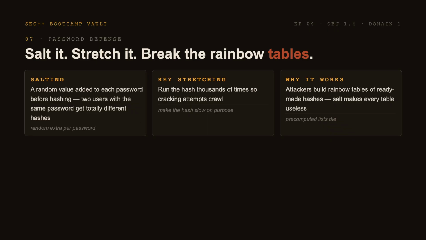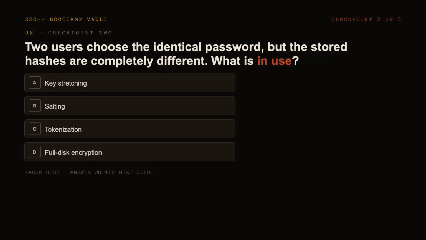How passwords are stored safely. Salting means adding a random value to each password before hashing it. Two users with the exact same password end up with totally different hashes. Key stretching means running the hash thousands of times on purpose, so each cracking attempt is slow. Why bother? Attackers keep rainbow tables, giant pre-computed lists of hashes for common passwords. Salt makes every one of those tables useless, because your hash is not in the list anymore. Salt kills rainbow tables. Write that down.